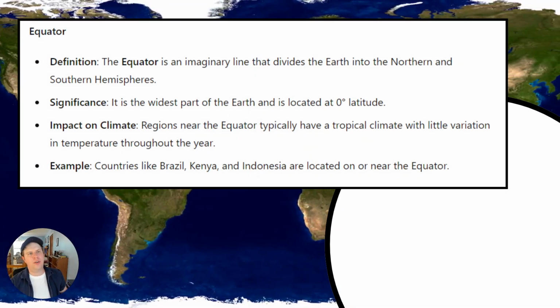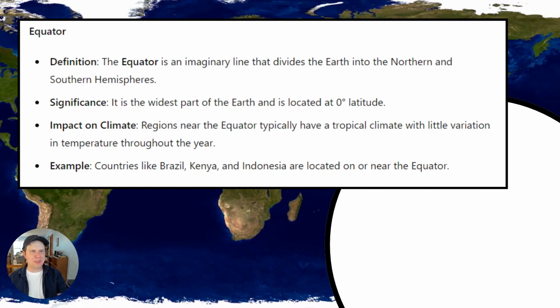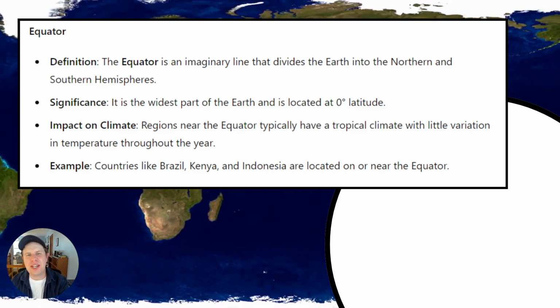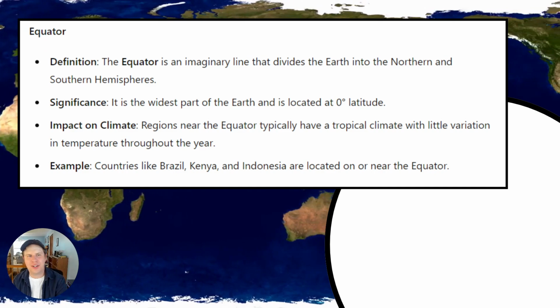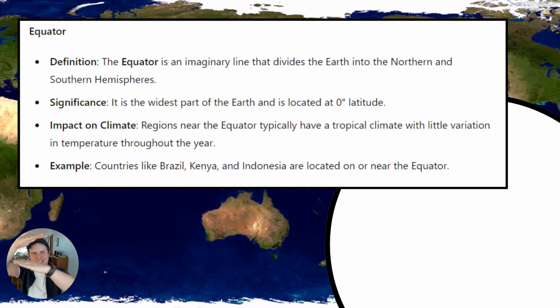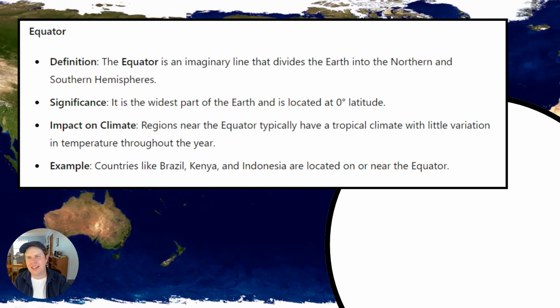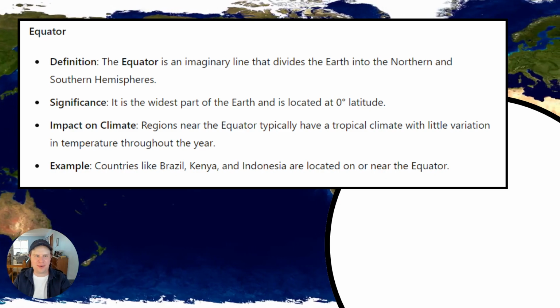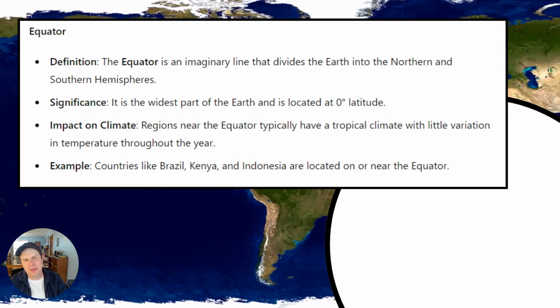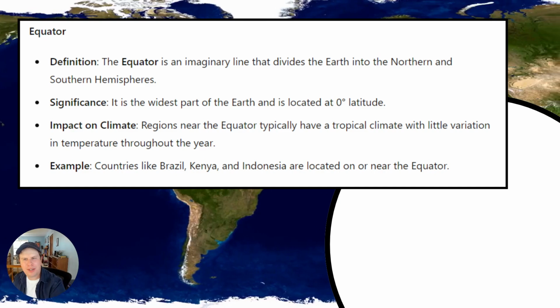Let's look at the equator first, probably the most famous one of these that we're going to look at. The equator is an imaginary line that divides the Earth into the northern and southern hemispheres. It's the widest part of the Earth and is located at 0 degrees latitude. Its impact on the climate is that regions near the equator typically have a tropical climate with little variation in temperature throughout the year. Countries like Brazil, Kenya, and Indonesia are located on or near the equator.